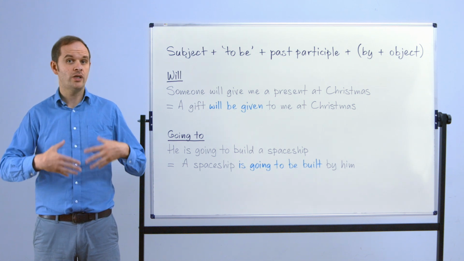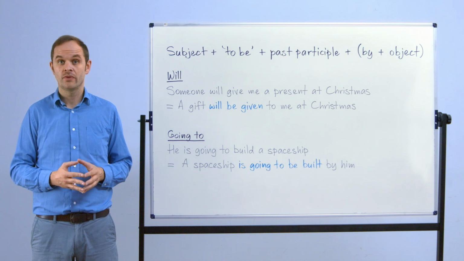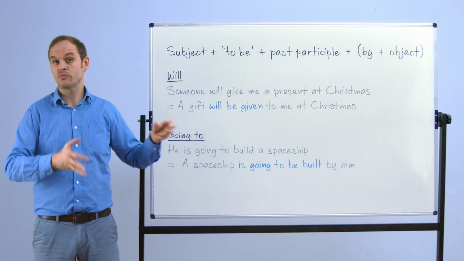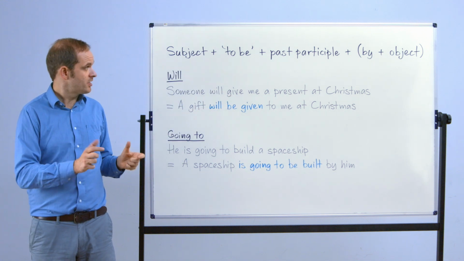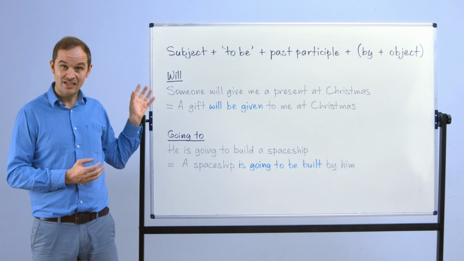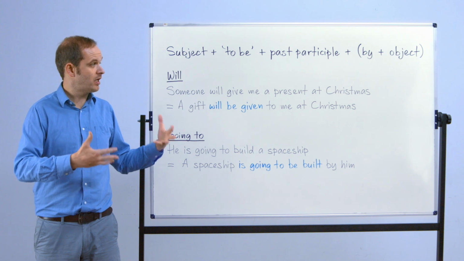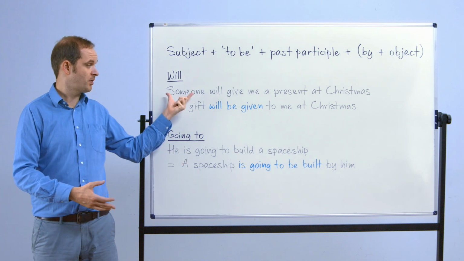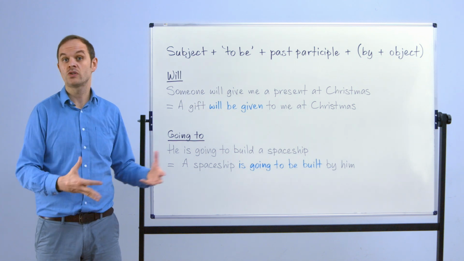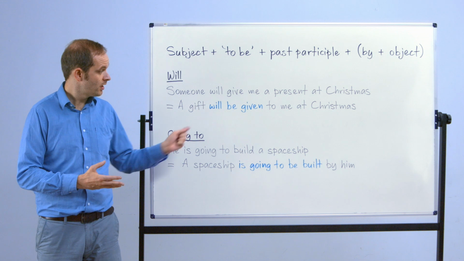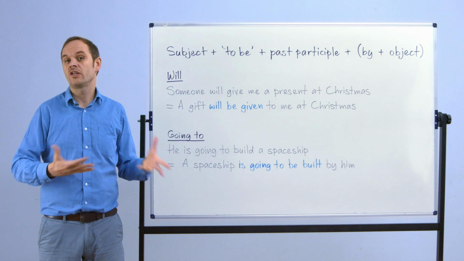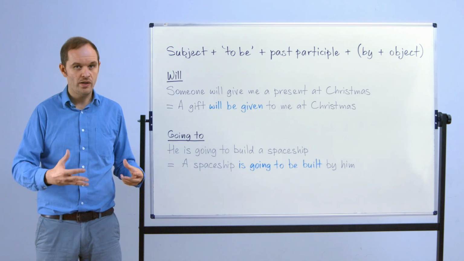Now we're going to have a look at how we can use the passive voice in the future, specifically with will and going to. And again, the structure is exactly the same as previous examples of the passive voice, but the details, for example, with the verb to be, change. For example, when we look at this active sentence, someone will give me a present at Christmas. Here the focus being on the agent, the person. And we change it over, turn it into the passive voice to focus on the process, like this. A gift will be given to me at Christmas.